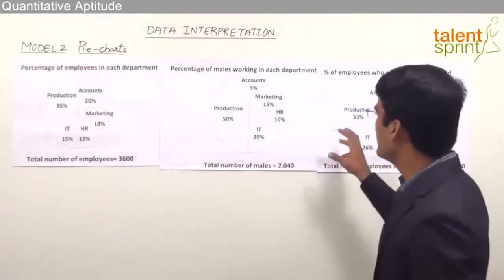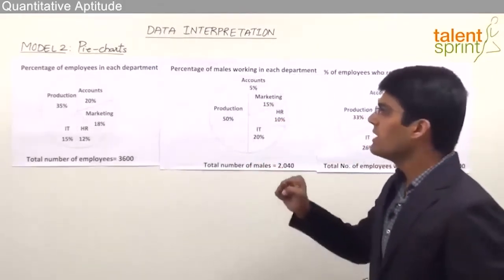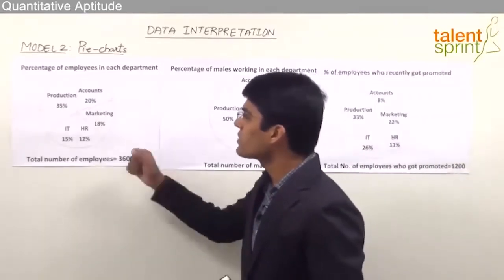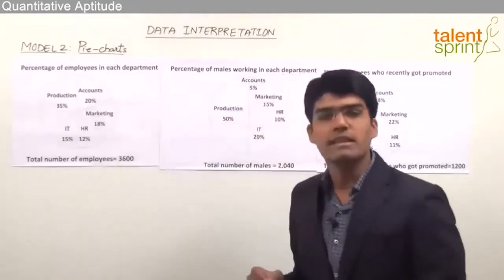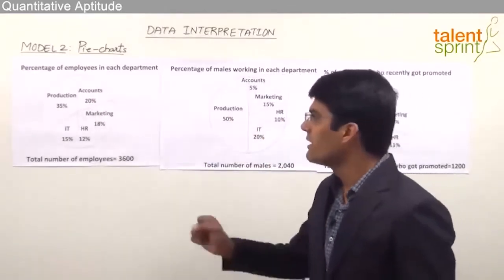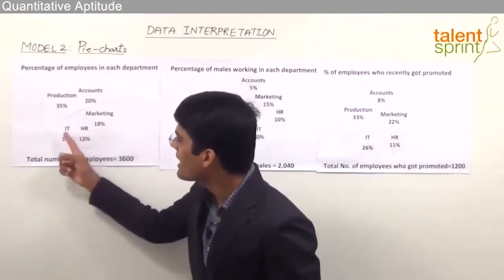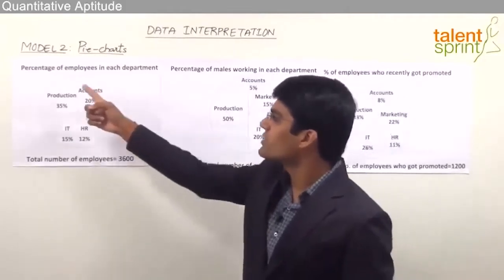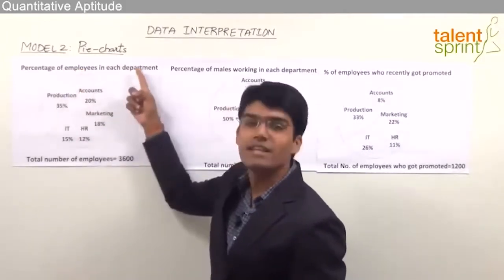Now, as you can see, 3 different pie charts have been given, where each chart shows some data. For example, the first one here shows percentage of employees in each department. So here we are talking about different departments of an organization like accounts, marketing, HR, IT, production. So these are the 5 different departments. And the pie chart here shows percentage of employees in each department.